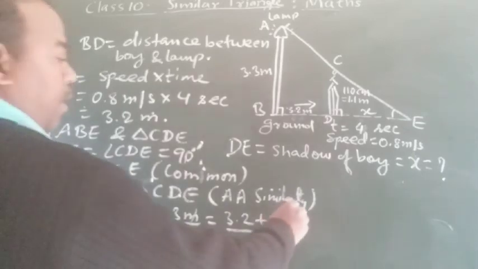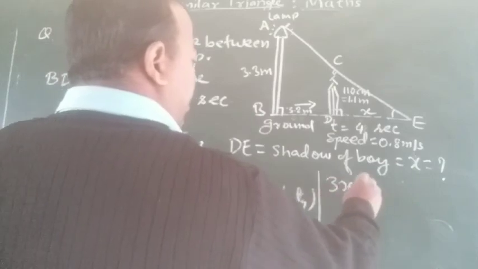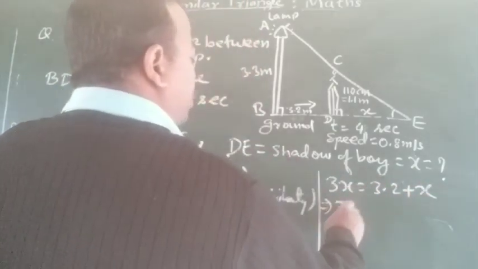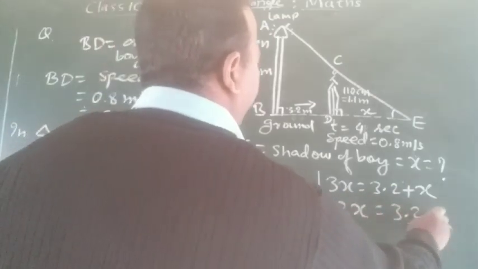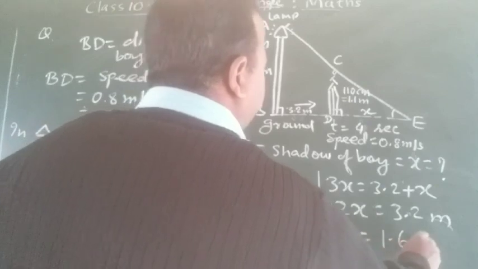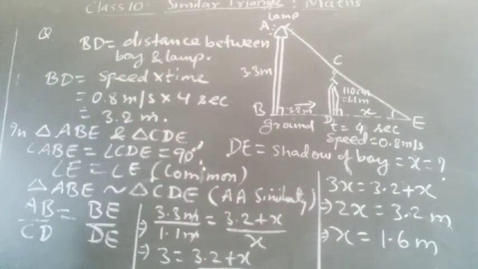Now what is the value of x? 3x equals 3.2 plus x. So it becomes 2x equals 3.2 meter. So what is the value of x? 1.6 meter. So what is the length of the shadow? The length of the shadow is 1.6 meter.